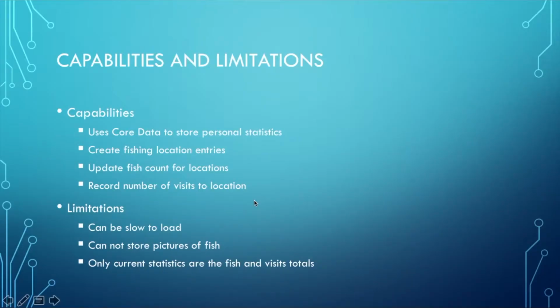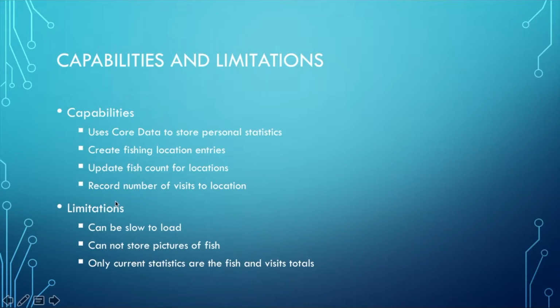So some of the capabilities of my application: it utilizes core data because I wanted this application to be more of a personal touch, because you want to just know what your personal statistics are. It makes more sense just to store it directly on the user's phone rather than connecting to the cloud. In my capabilities, I also was able to create these fishing location entities and update their fish counts for each location, as well as the number of visits.